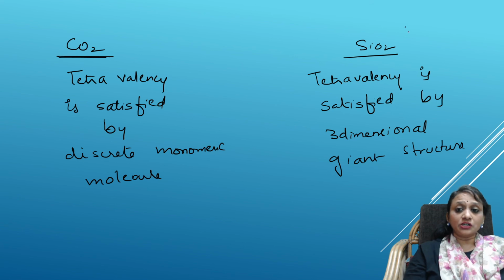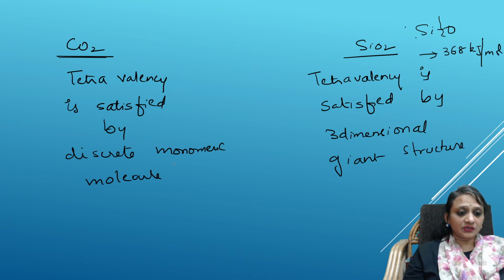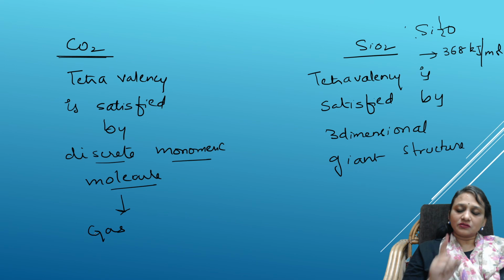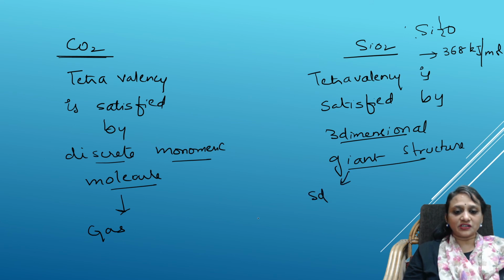And you know, to break this SiO bond, how much energy do I require, students? I require 368 kilojoules per mole. So much energy I require. Because of this, this is a discrete monomeric molecule, hence it exists as a gas. Only one unit. Here it is a three-dimensional giant structure, hence this is a solid. Understood, students?